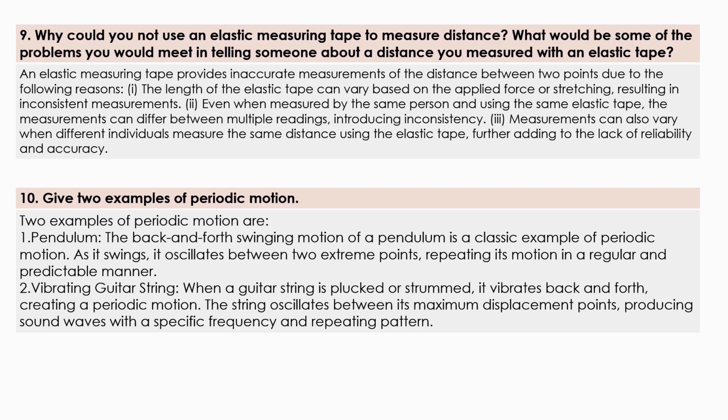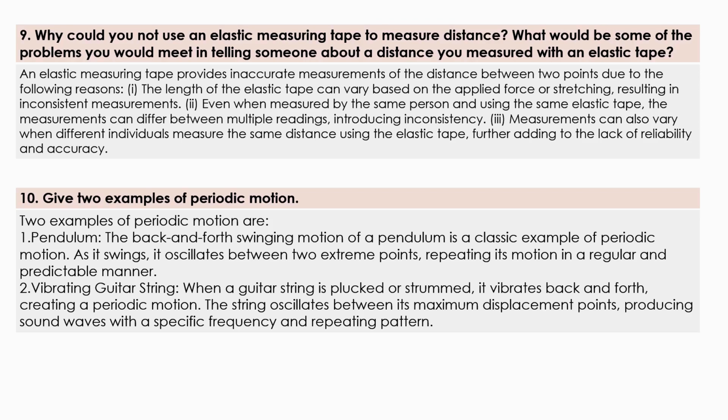The length of the elastic tape can vary based on applied force or stretching, resulting in inconsistent measurements. Even when measured by the same person and using the same elastic tape, the measurements can differ between multiple readings, introducing inconsistency. Measurements can also vary when different individuals measure the same distance using the elastic tape, further adding to the lack of reliability and accuracy.